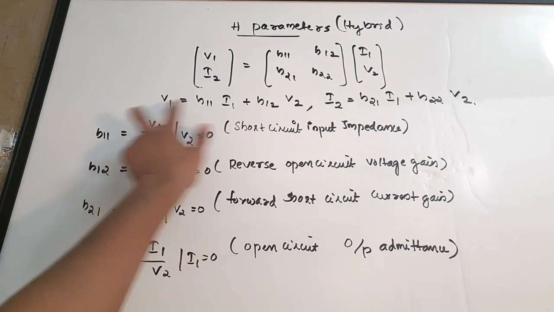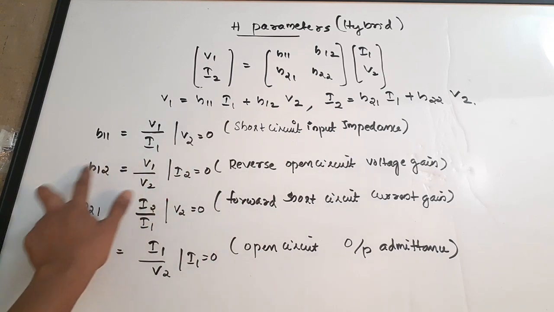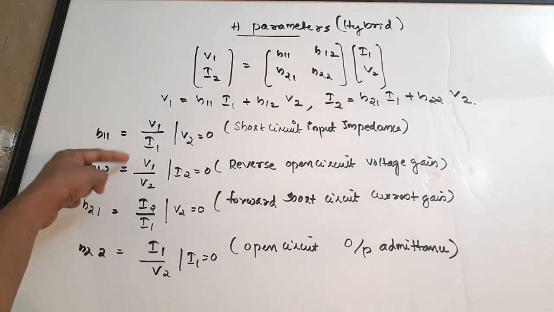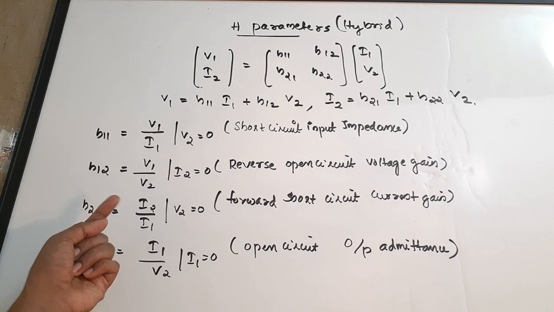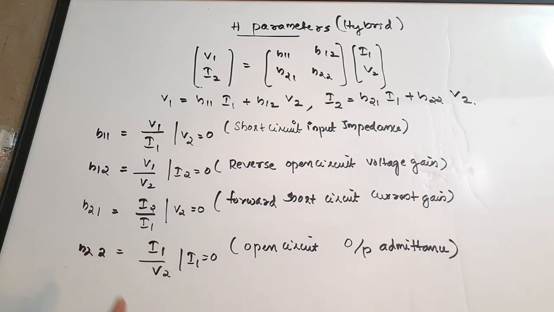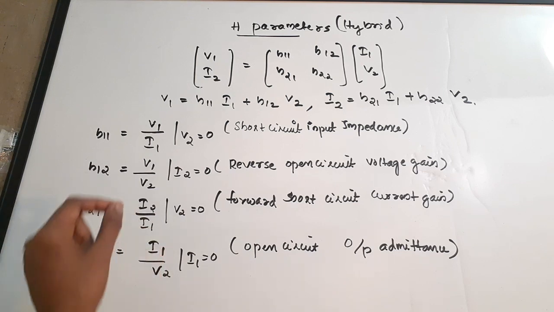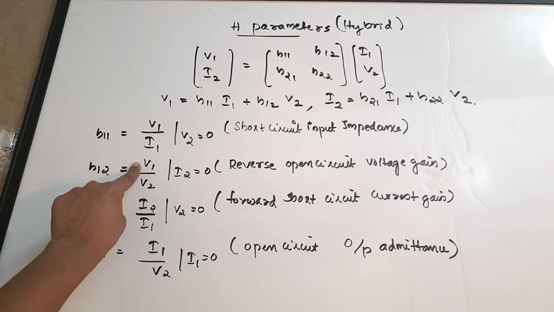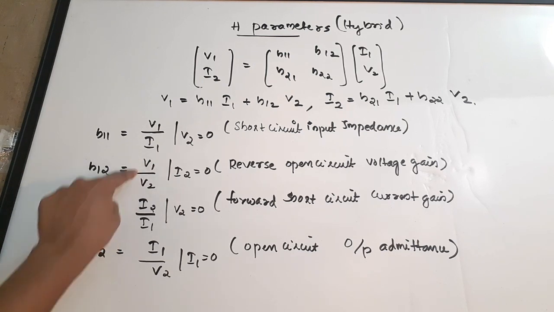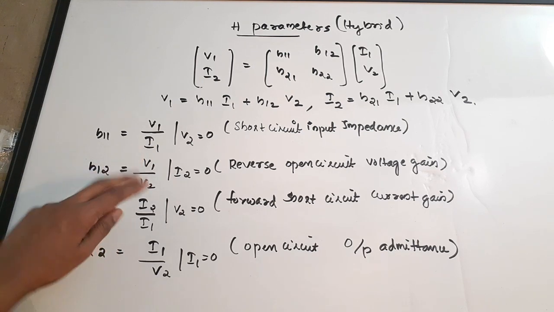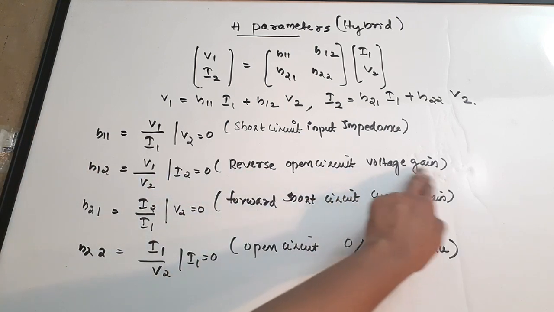So you will be getting V1 by V2, right? So H12 is V1 by V2. So it is a ratio of voltages, or you can call it voltage gain. But it is not V2 by V1, it is V1 by V2. So it is called reverse voltage gain.